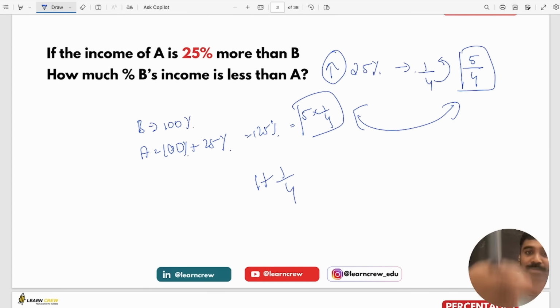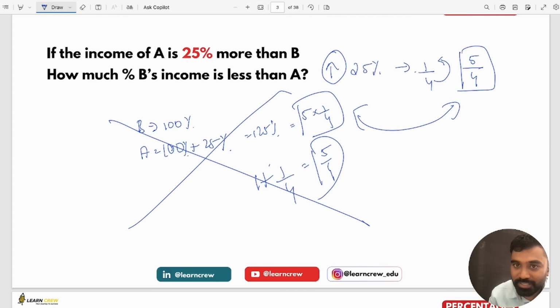100% plus 25% is the same value. 1 is nothing but 100%, plus 1 by 4 comes to 5 by 4. Instead of doing all these steps, forget them. Just take 25% as 1 by 4. If it is a percentage more, or increasing, then 4 plus 1 becomes 5 by 4.